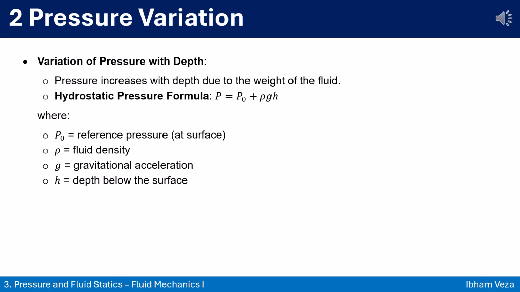Each part of this formula has a clear purpose. P naught is the pressure at the surface, like atmospheric pressure. Rho is the density of the fluid. Heavier fluids push more. g is gravity. It's why things have weight. And h is how deep you go. Just like diving in a swimming pool, the deeper you go, the more you feel the pressure. This equation keeps things straightforward. More depth means more pressure, always.